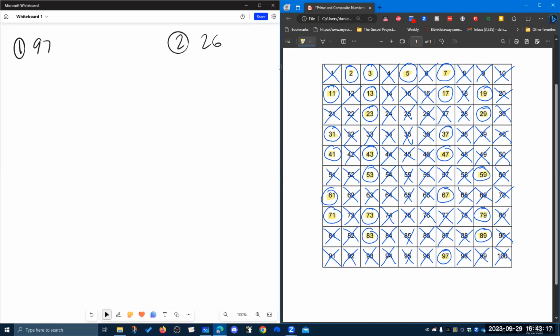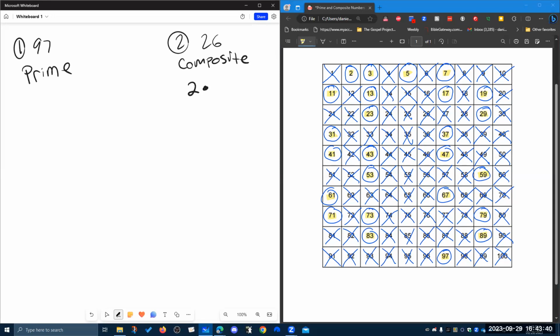So now let's come back over here and let's see if we can identify 97 as prime or composite. Well, 97 is right there and it's circled, so that's a prime number. 26 over here is crossed out. It's got to be composite. Now let's talk about how we know 26 is composite.